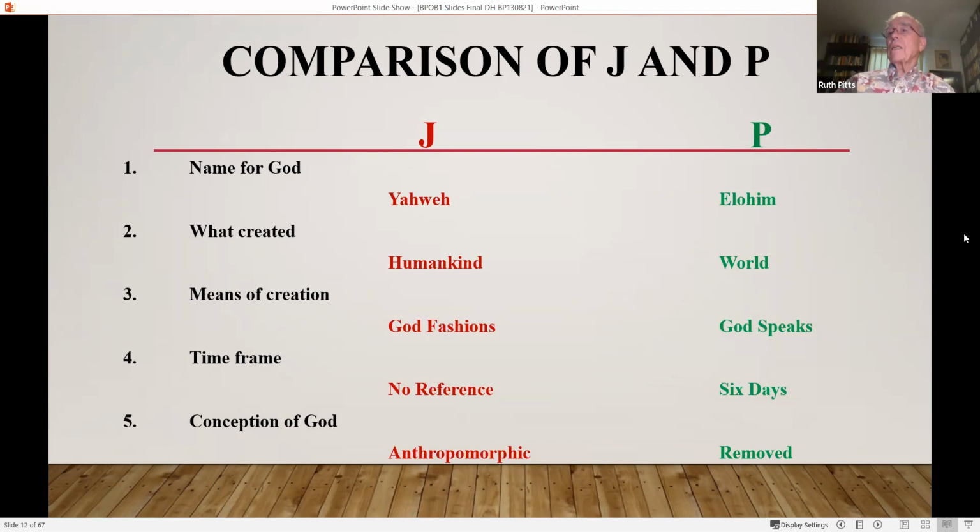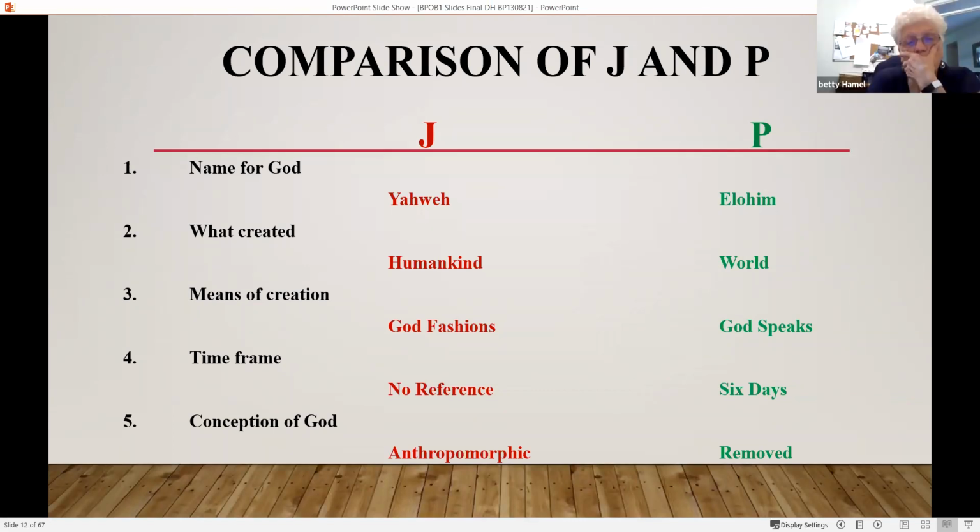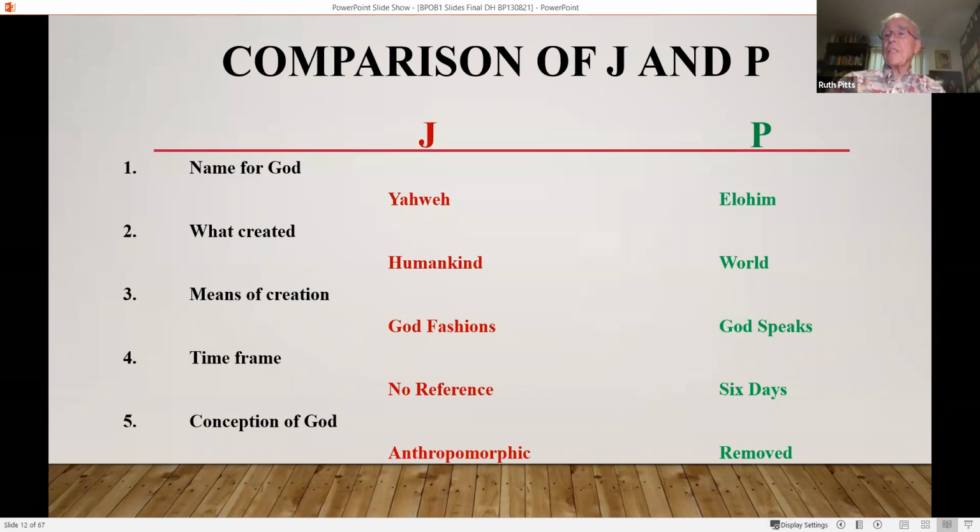So if we compare these two accounts, J and P, the name for God in one is Yahweh, in the other it's Elohim. And what is created is humankind in chapter 2, and the entire world in chapter 1. The means of creation: God fashions with his hands, as it were, or God speaks. The time frame: no reference to a time frame in J, but we have a definite 6-day creation time frame in P. The conception of God in the first is anthropomorphic, and in the other is removed and transcendent.